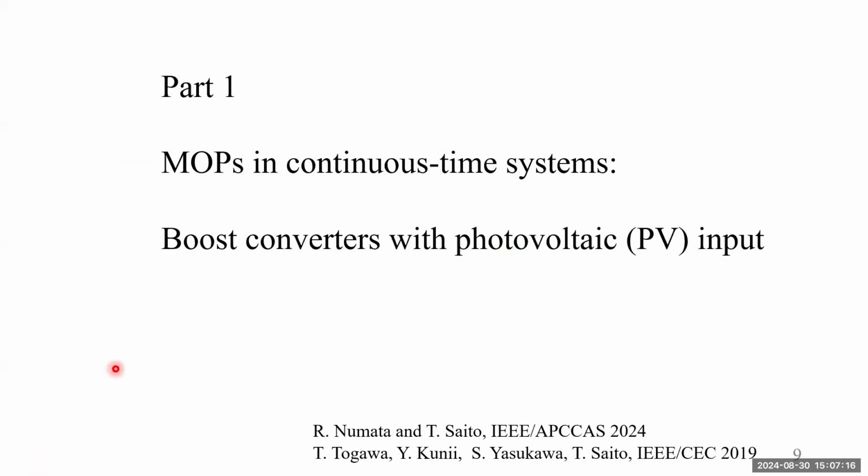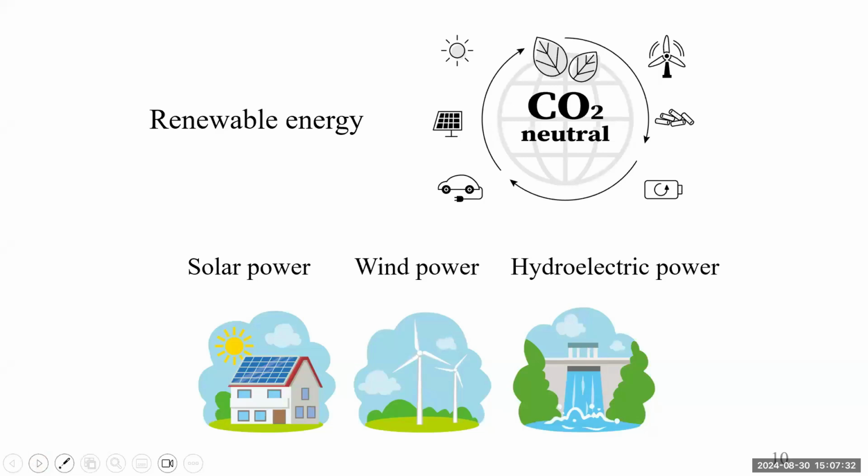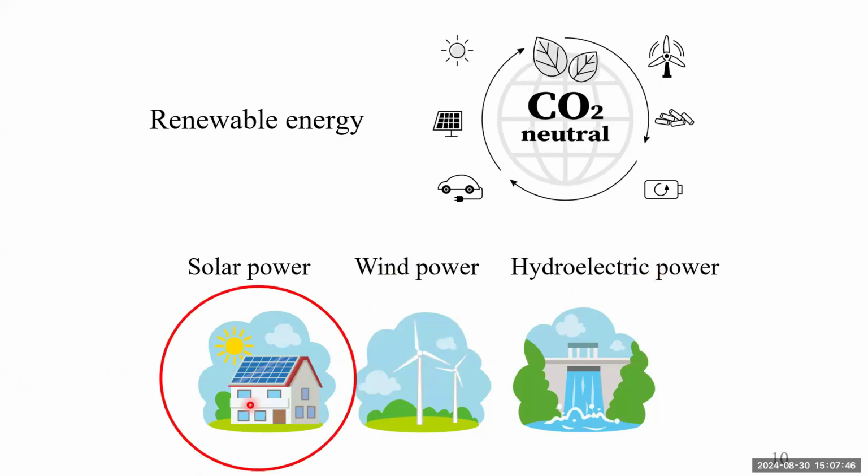Then we introduce Part 1, MOPs in continuous time systems. The boost converter with photovoltaic (PV) input. In carbon neutral technology, renewable energy is very important: solar power, wind power, and hydro power. And we consider solar power in this webinar.